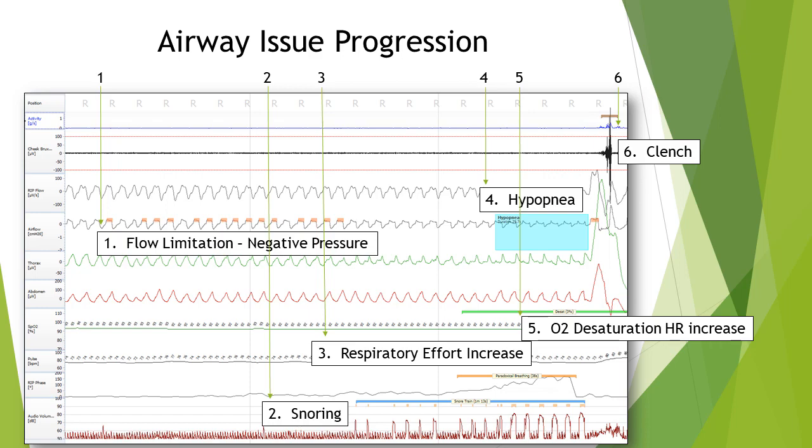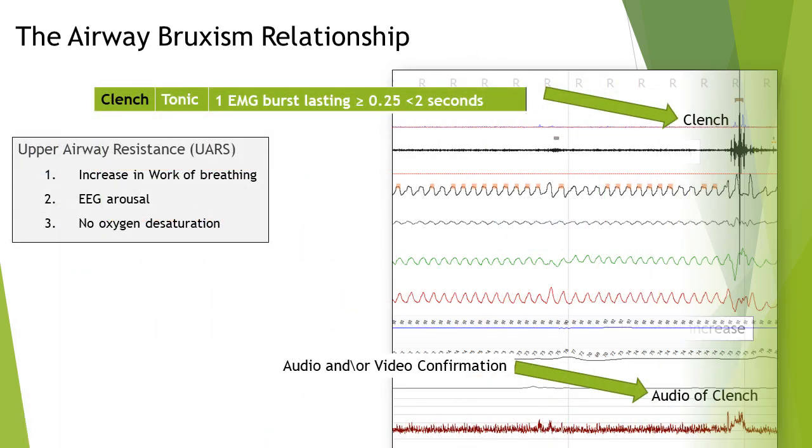And next we're going to talk about, remember I mentioned that we can get a parafunctional event at any stage of that. And here we have a series of events of flow limited breathing with no oxygen desaturation, but we do have a clench, and this clench is about a second long, so it's greater than a quarter second but less than 2 seconds.